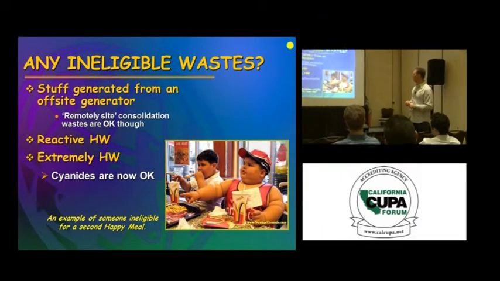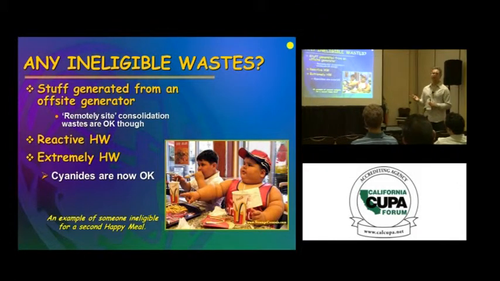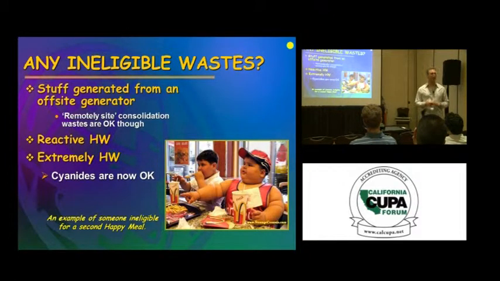Probably one of the biggest reactive wastes that we saw was cyanide, because that was prevalent in the plating industry. And so they made a special exception for that, and now cyanide is included under tiered permitting. But the other ones are not.